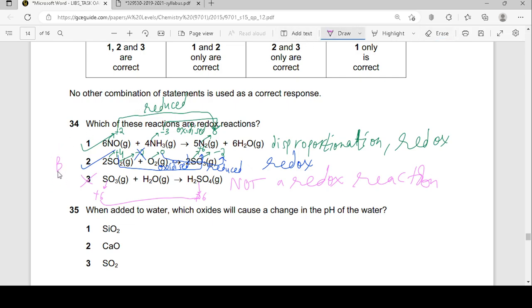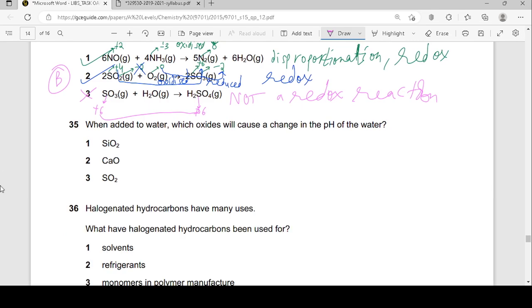Great. Next question. When added to water, which oxides cause a change in the pH of the water? SiO2 is a giant covalent macromolecule, very unreactive with water, it doesn't really react with water much. It's hard to break the giant lattice. Again, I'm sorry about the coughs and stuff, okay? But it does dissolve in hot concentrated alkaline solution, actually.